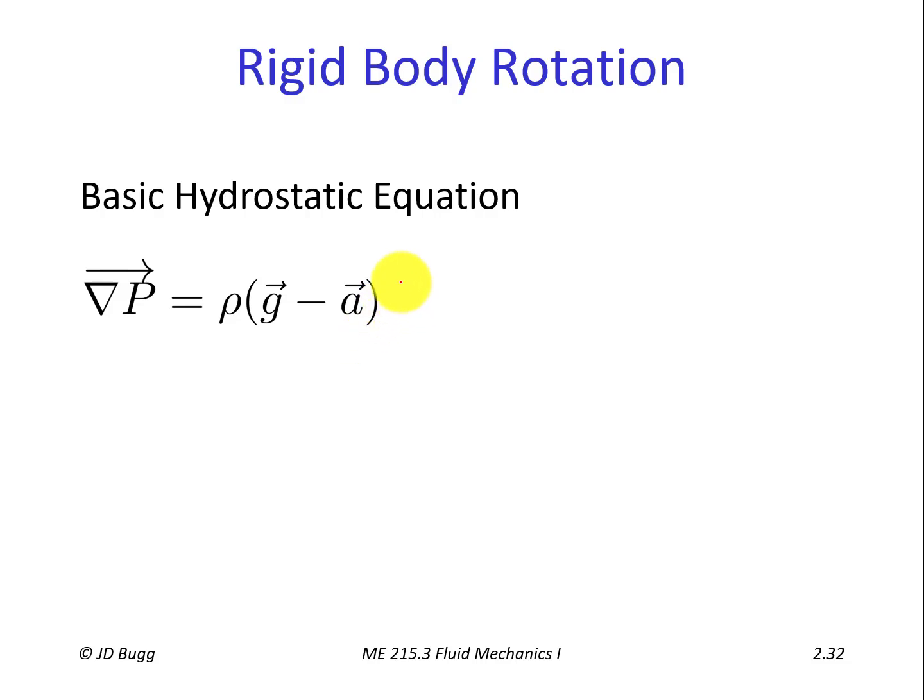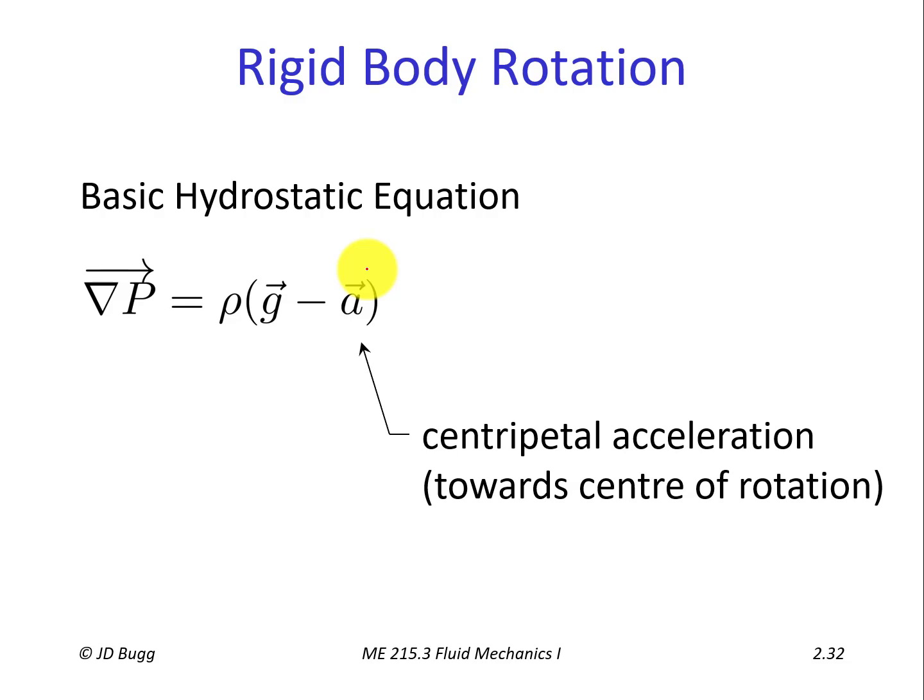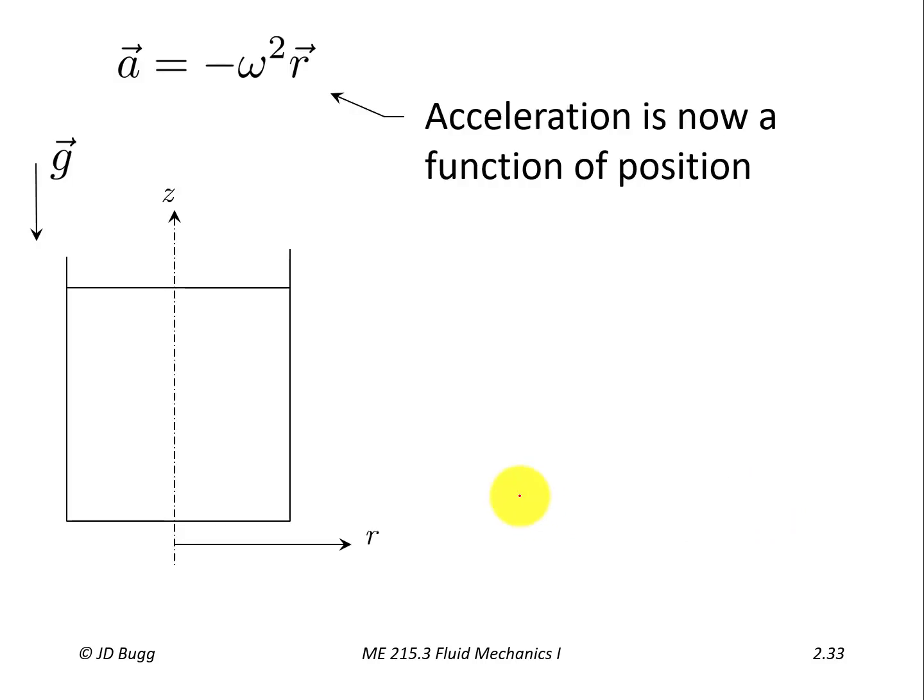Now, in rigid body rotation, however, this acceleration is no longer a constant, but it depends on where we are in the fluid. So for rigid body rotation, that acceleration will be a centripetal acceleration. And centripetal means directed towards the axis of rotation, or towards the center of rotation. So let's illustrate this with a little sketch. So here we have a container of fluid. It might be a cylindrical container. It doesn't really matter what the shape of the container is.